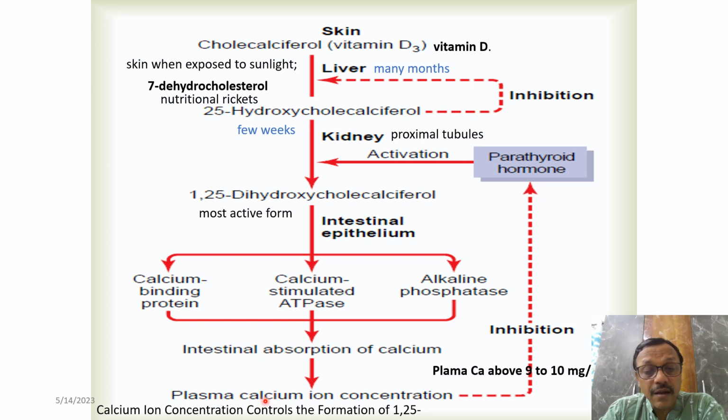So if the plasma calcium ion concentration again decreases, what is going to happen? Parathyroid hormone is going to be increased. Parathyroid hormone synthesis or secretion will take place only when there is a decreased amount of calcium.